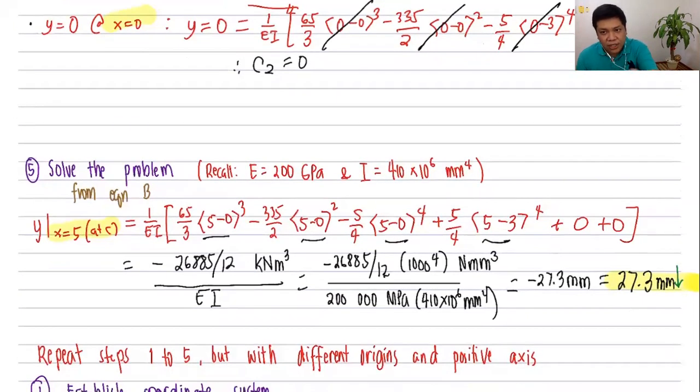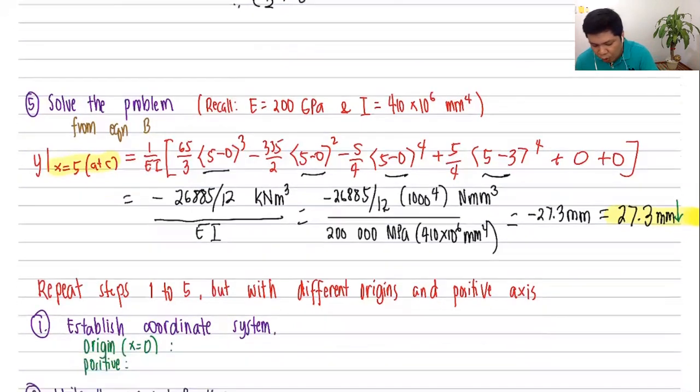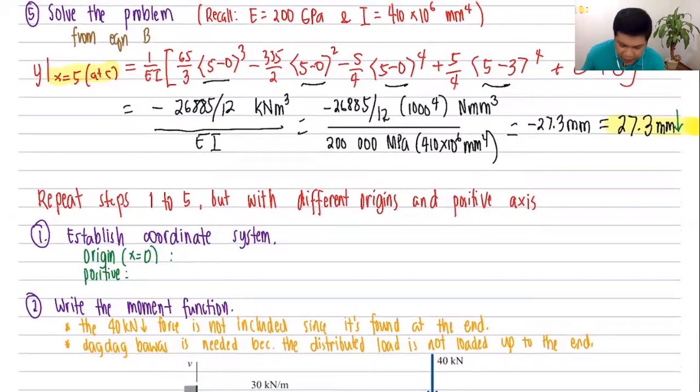Questions? Clarifications? Okay. Now, let's repeat the problem again, but let's make it more interesting. I'll now transfer the origin and the positive axis. What if I want my origin, or my x equal to 0, at, let's say, how about at C?